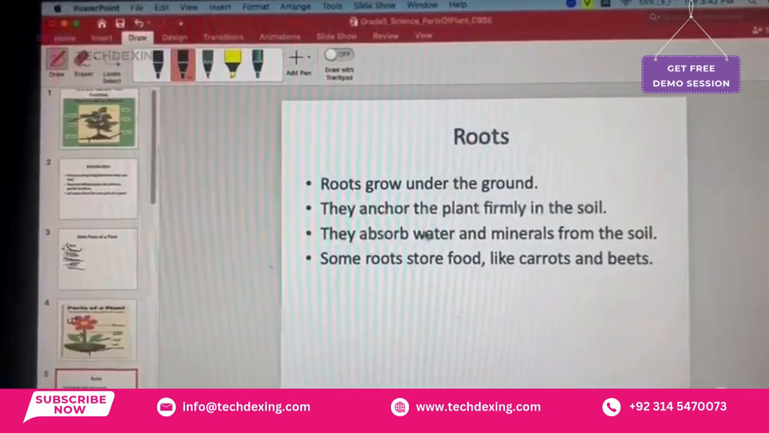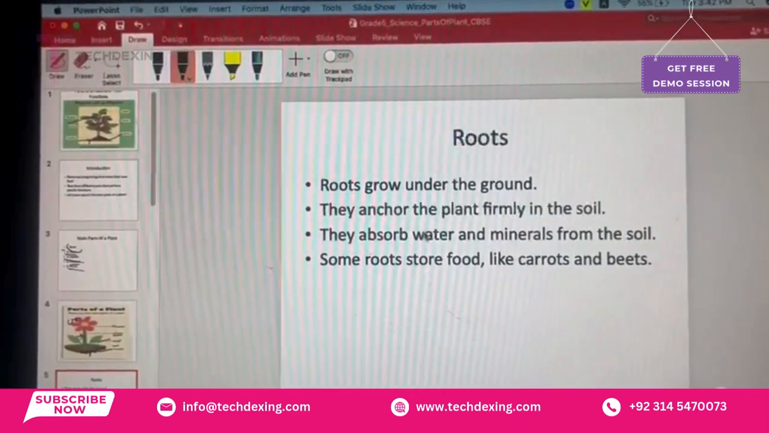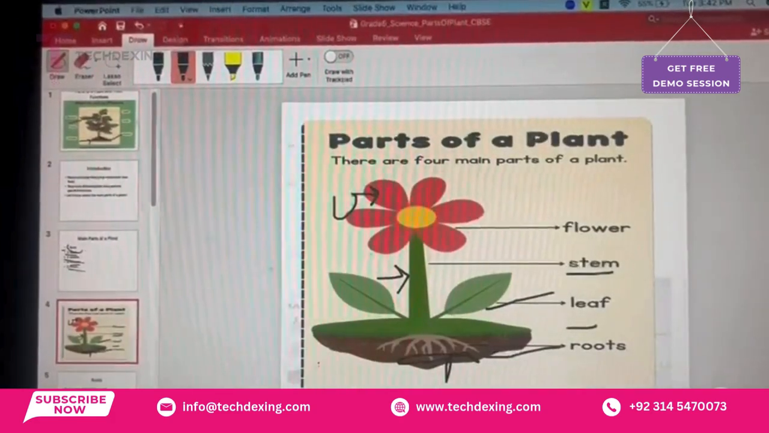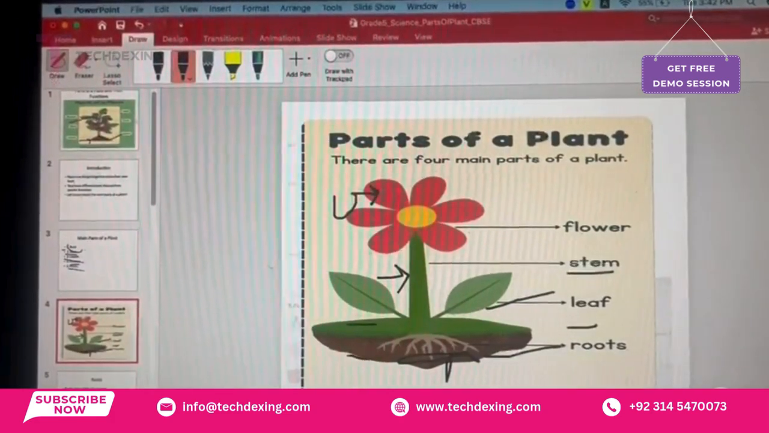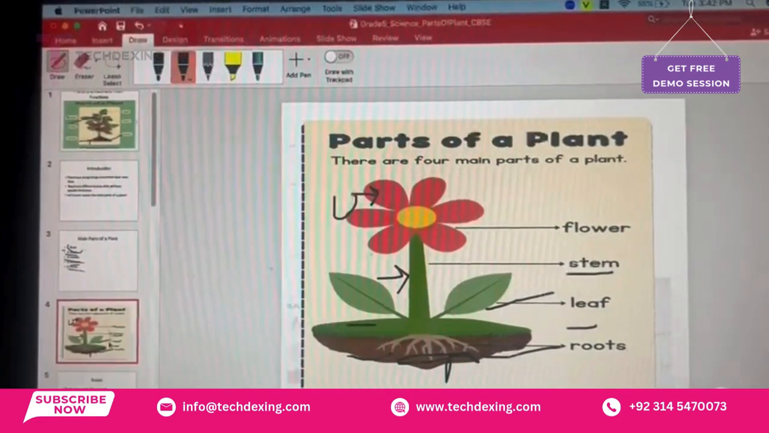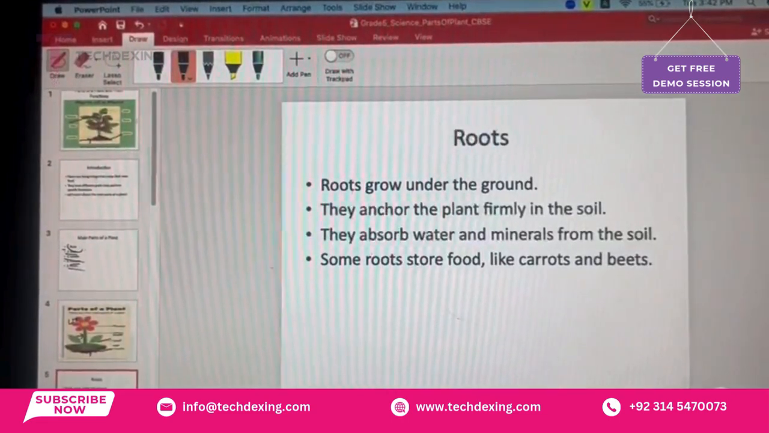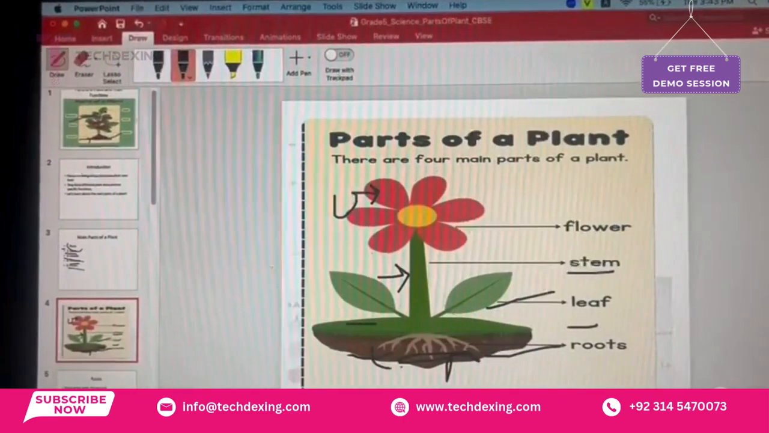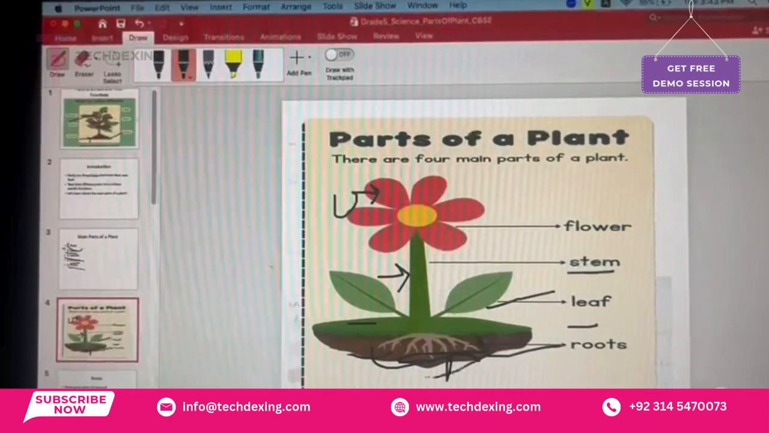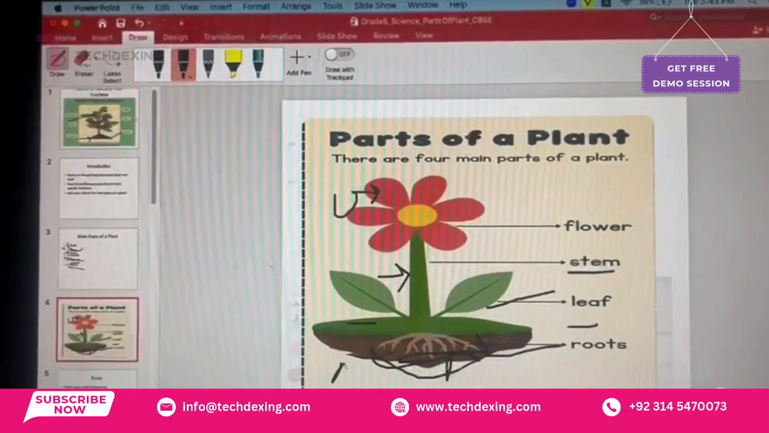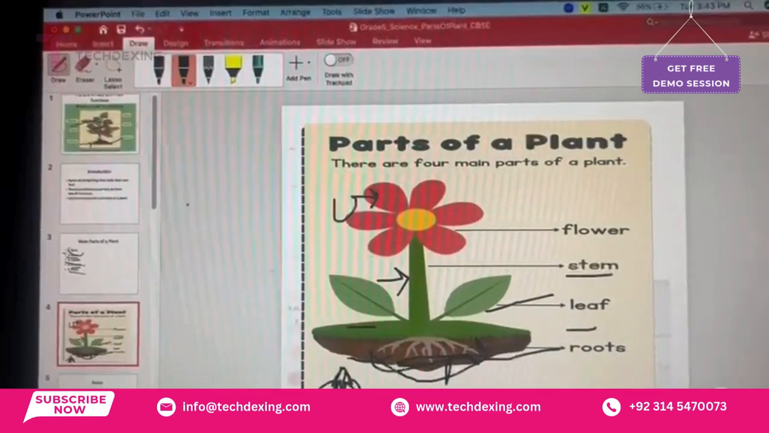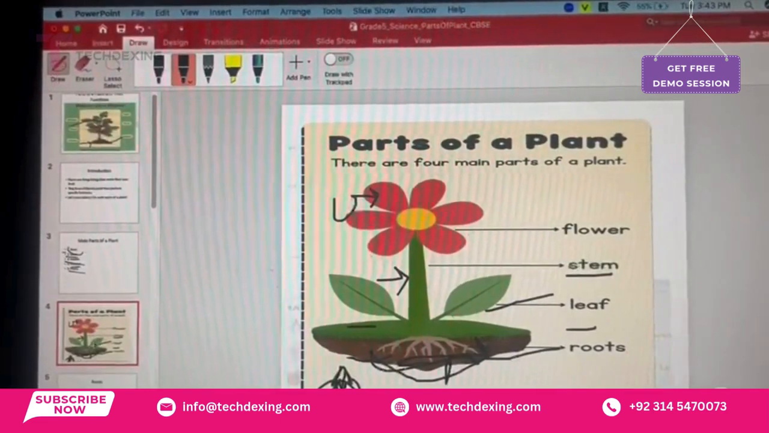Now, what are roots? Roots always grow under the ground. See here, these roots are under the ground. Here is the ground, and these are the roots. They anchor the plant firmly in the soil. They are holding the plant in the soil through the roots. The plant is standing inside the soil.